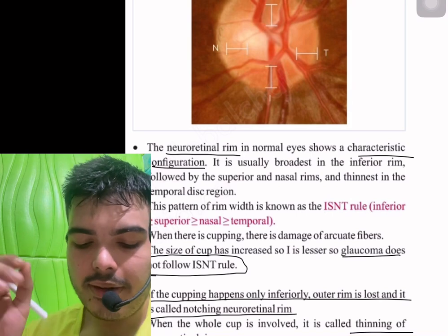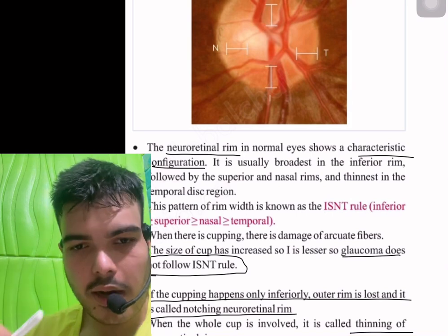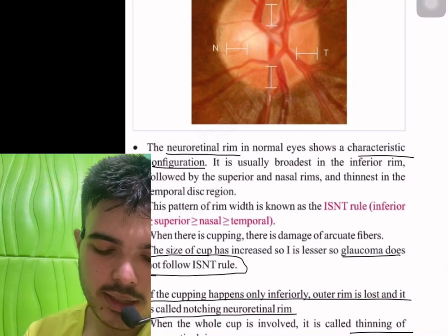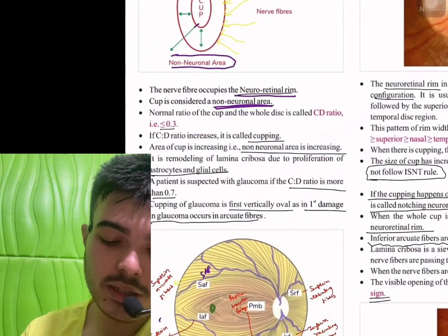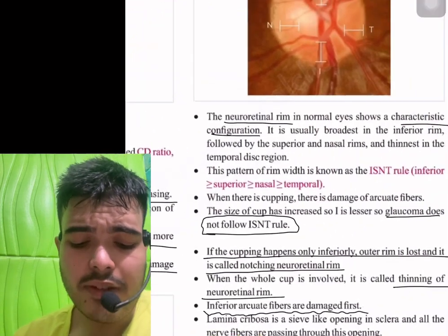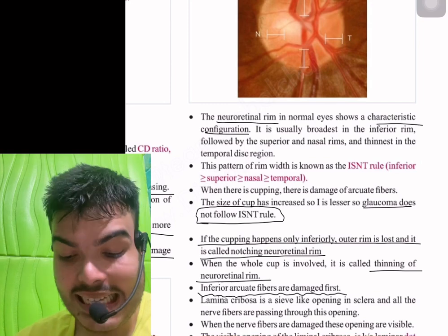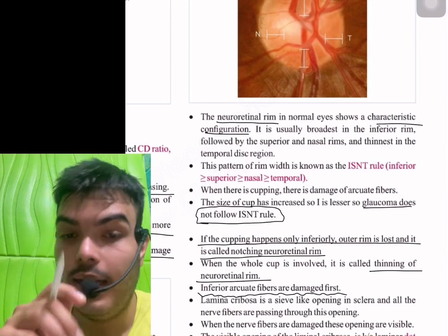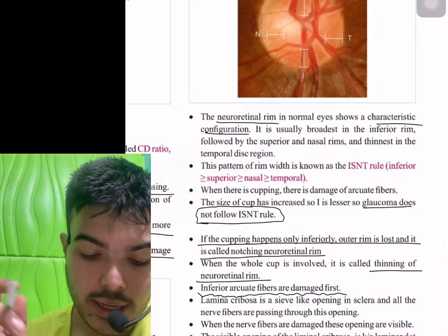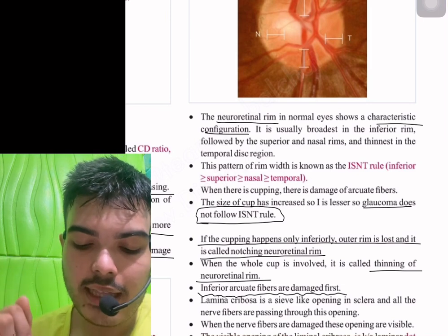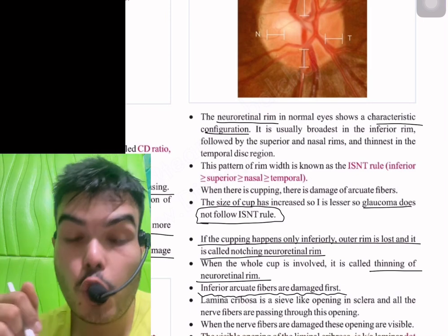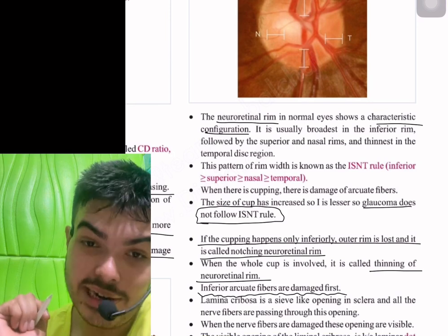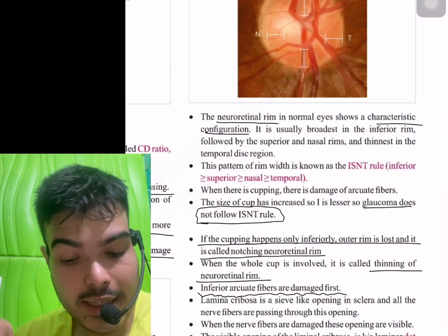When there is cupping, there is damage of the arcade fibers. You can see there, I was talking about the same arcade fibers. The size of the cup has increased, so glaucoma does not follow the ISNT rule, right? If the cupping happens only inferiorly, the outer rim is lost, and it is known as notching of the neuroretinal rim. So glaucoma doesn't follow the ISNT rule, and there is notching.